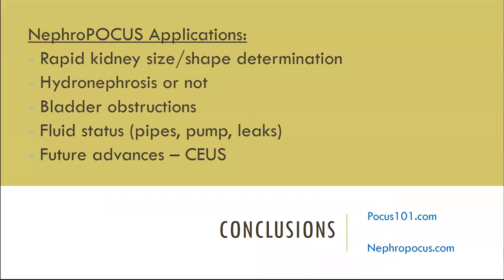And so in conclusion, I think there are a lot of different applications for NephroPOCUS. I wasn't able to hit on all of them, but one is the rapid assessment of your kidney size and shape, looking for acute and chronic. Also looking for hydronephrosis, if that's present or not, looking for bladder obstructions. Fluid status is a big one as well. I think there are future advances coming down the line.